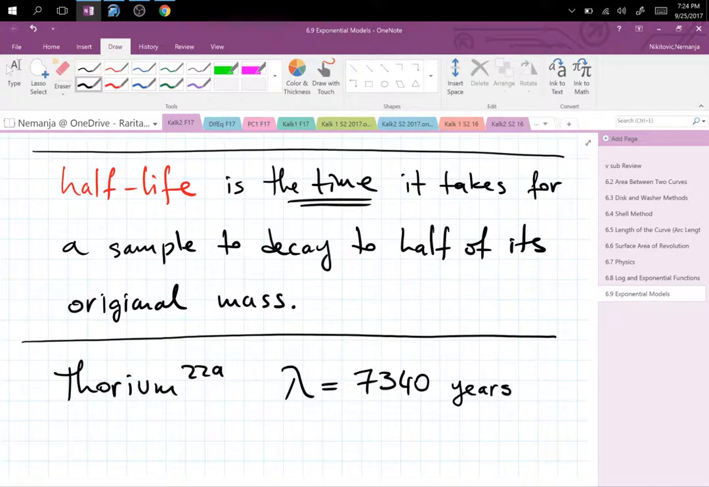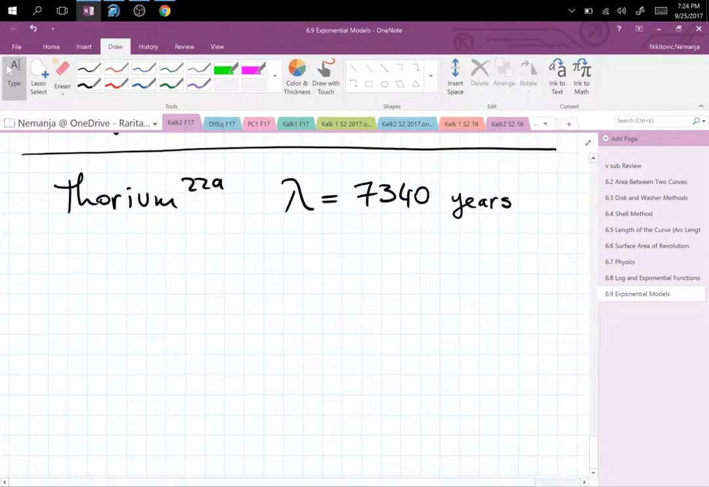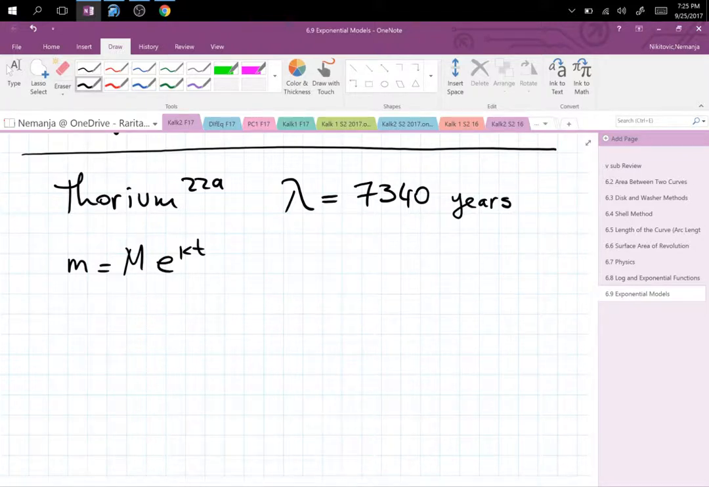So now what do I want to know? Well, first of all, we have the model. The mass is equal to the initial mass times e to the kt, and we are expecting this k to be negative because, right, life. It's a decay model, so it's negative, right? That's why I say life.